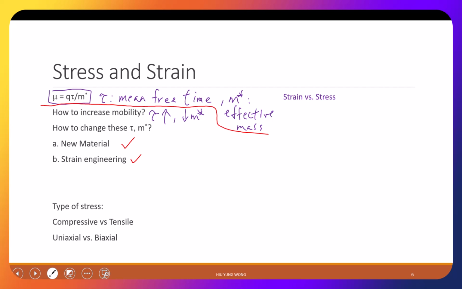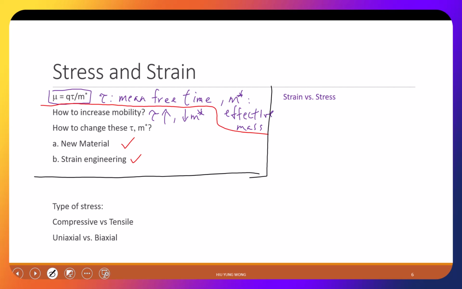Why strain? You change the distance of the atoms, then it's just that you make a new material. Once the distance is changed, all the band gap shape will be changed. Then your mean free path time and effective mass will change. So that is called strain engineering. So let's just quickly understand a little bit what is the meaning of strain and stress, right?